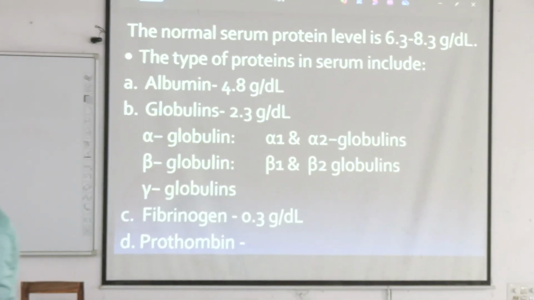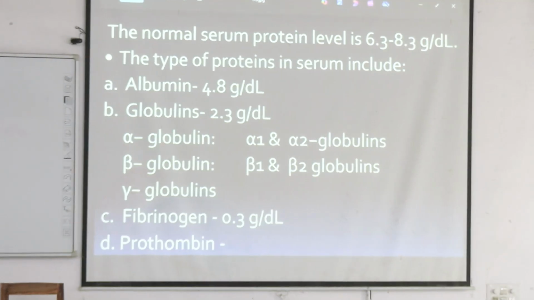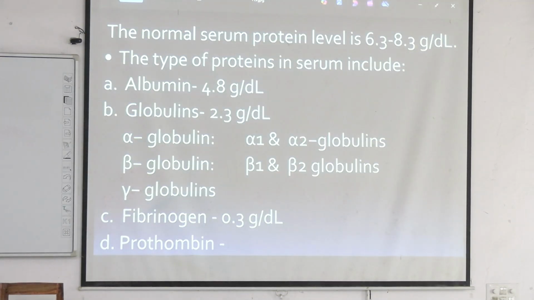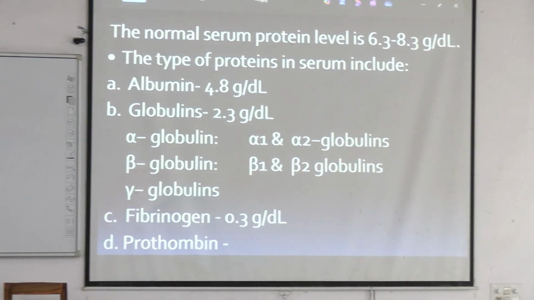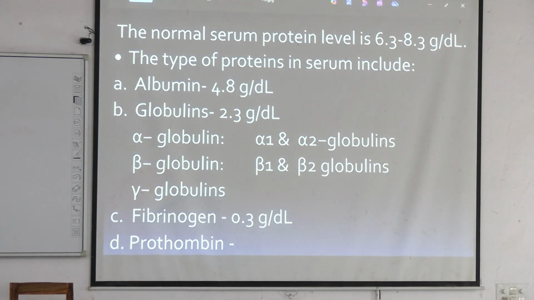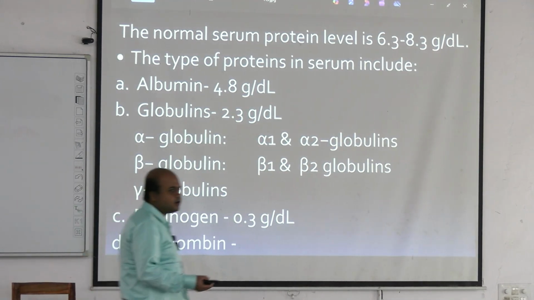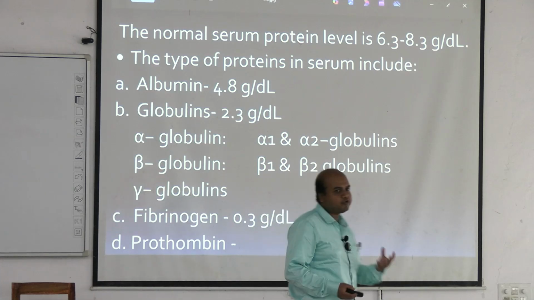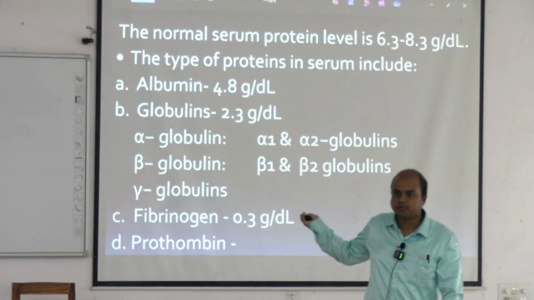If we consider the mass per deciliter of blood, the plasma protein is 6 gram to 8 gram in total, and among them almost 5 gram is albumin and almost 2.5 gram is globulin. Fibrinogen and other proteins are very minor fractions of the total plasma proteins.